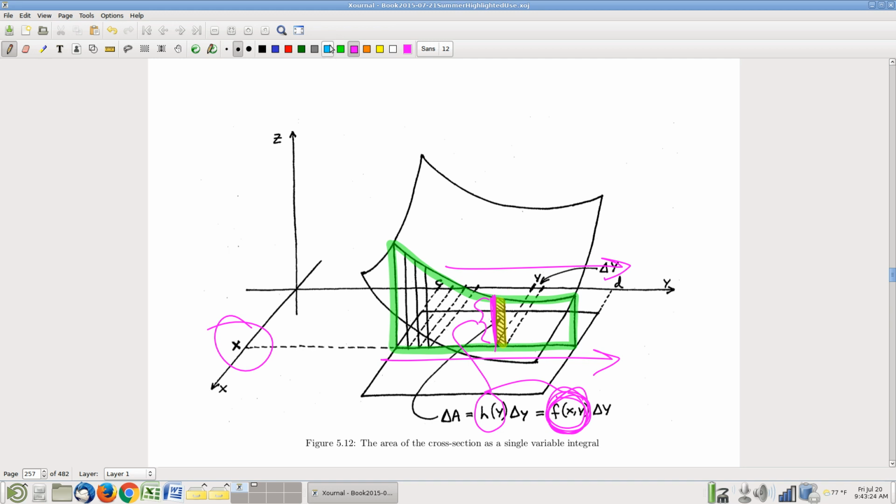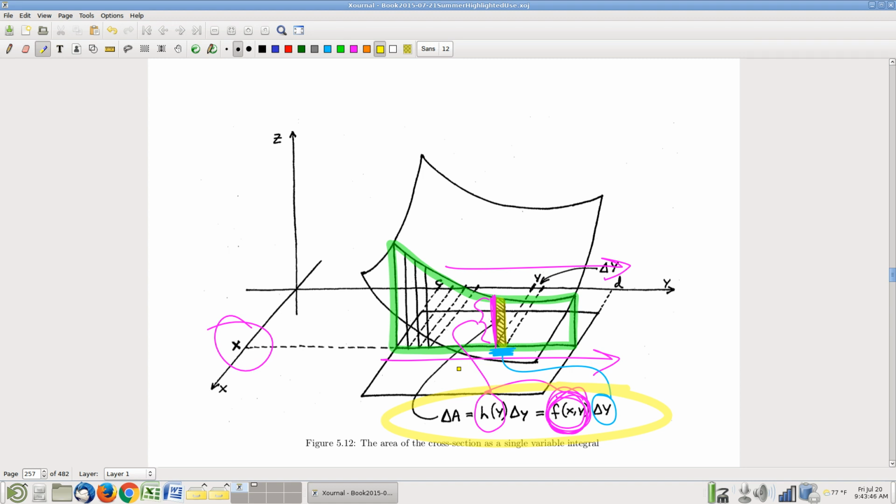And the width here is just delta y. So area is height times width. So I can compute that cross-sectional area as an integral. Yeah? Everybody on board? Right.